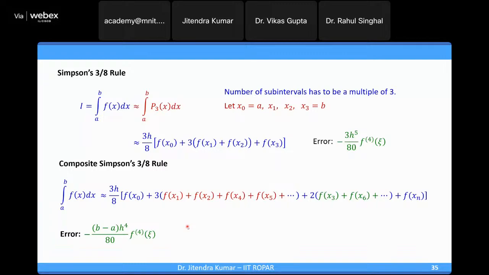Here we have to have a multiple of 3. So either you can work with 3 or you can work with 6. In the 1/3 rule, you can work with 2, 4, 6. So you have more flexibility and the same accuracy. Therefore, Simpson's 1/3 rule is of course more popular than the 3/8 rule. But you can apply 3/8 as well, and you will get similar accuracy here too.